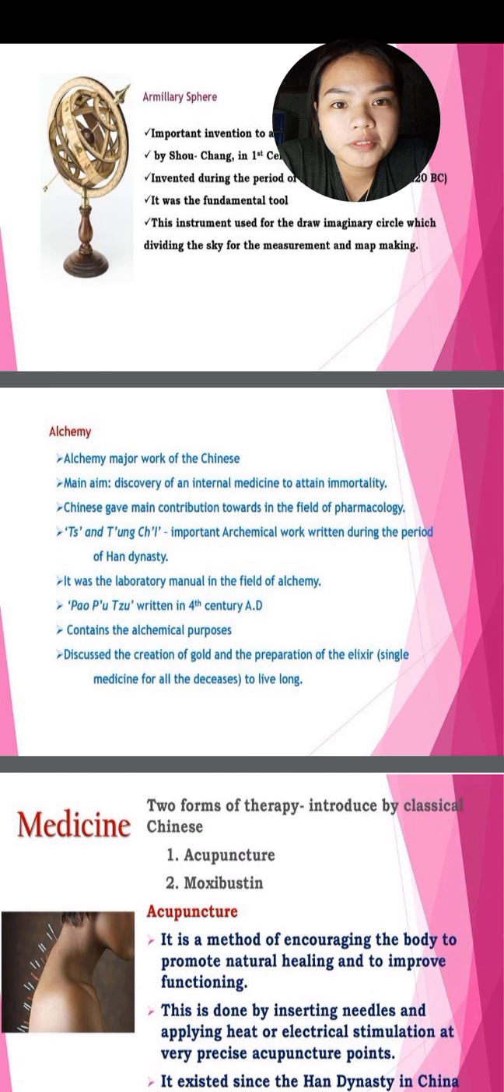So there are lots of Chinese inventions. So in alchemy, this is the study of the Chinese, whose aim is to discover an internal medicine to attain immortality, like being without death. So Chinese developed medicines based on herbs and minerals. Perhaps the most widely known Chinese contribution to medicine is acupuncture. So Chinese gave a main contribution towards the field of pharmacology.